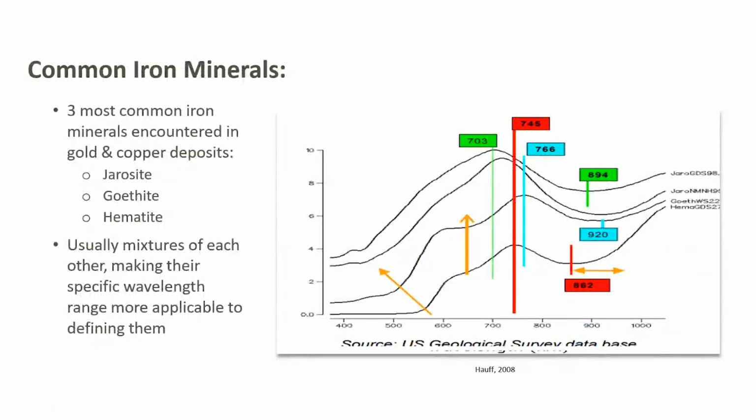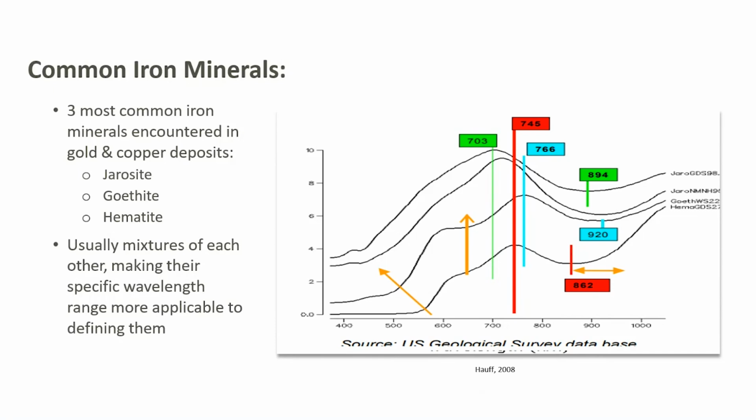Now, the three most common iron minerals encountered, especially in gold and copper deposits, are going to be jarosite, goethite, and hematite. So the plot here on the right is going to show spectral profiles and wavelengths for these minerals in the visible range, where most of their diagnostic features occur. The emission features are most consistent and reproducible with these absorption features shown.